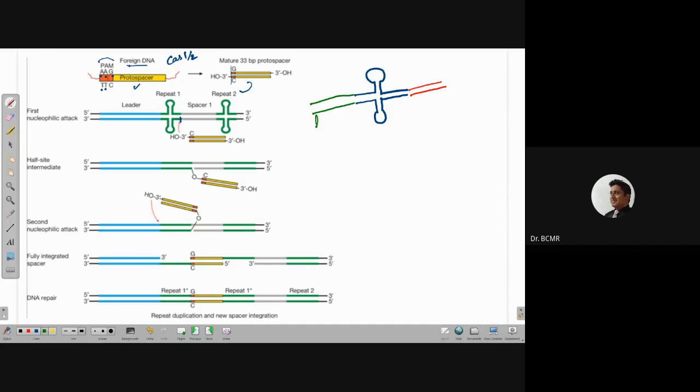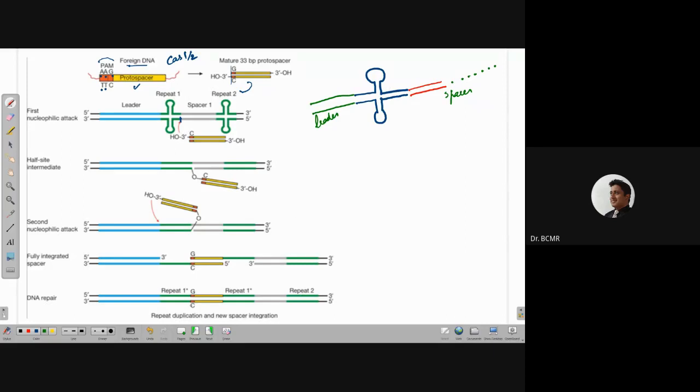I hope you will be able to understand. Here is the later. This is the already existing spacer. I mean, this is long. There are many other repeats and spacers, but I'm not drawing that. Here is a hairpin that is forming in the repeat, the palindromic repeat that is there.